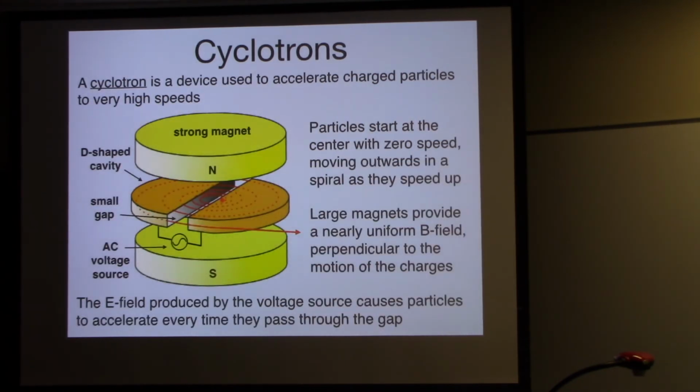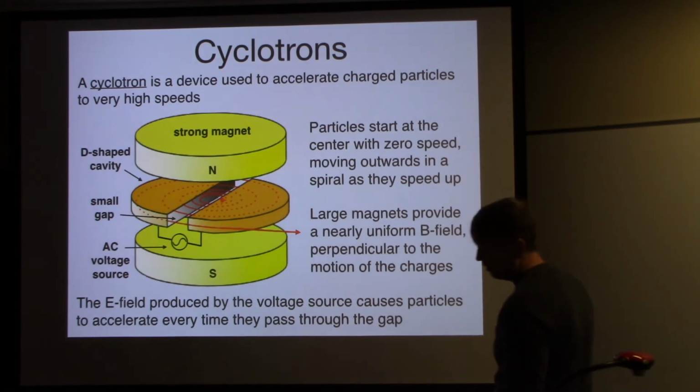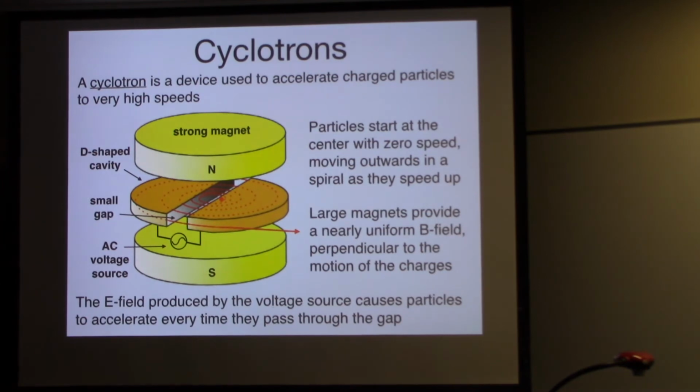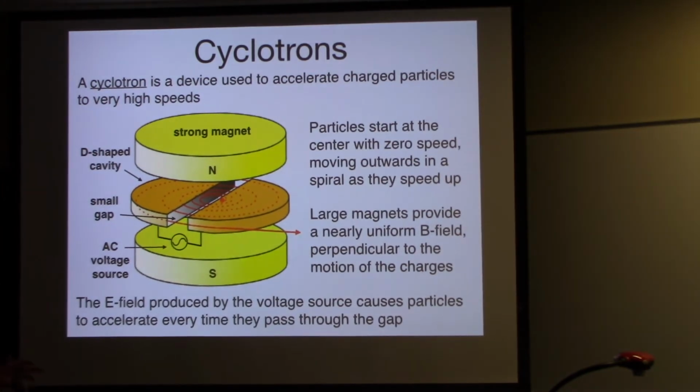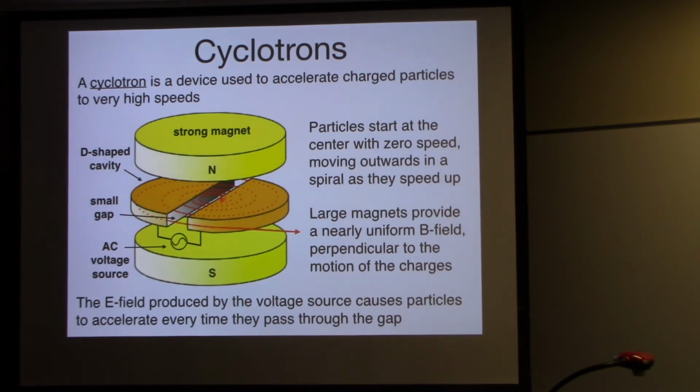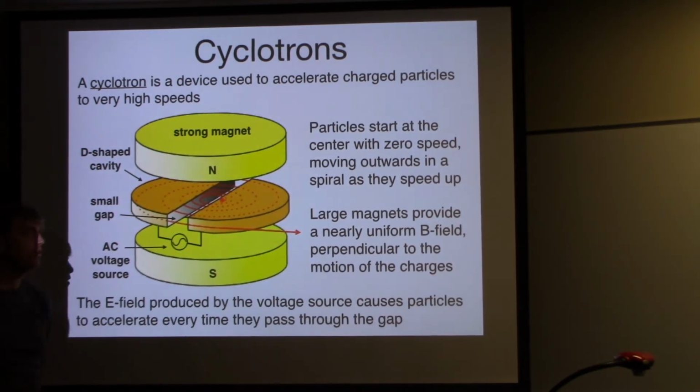Okay. Next thing, cyclotrons. Now what a cyclotron is, it's a device that's used to accelerate charged particles to really high speeds. That's the whole point of a cyclotron, is you're trying to get particles to really high speeds. This is how it works.